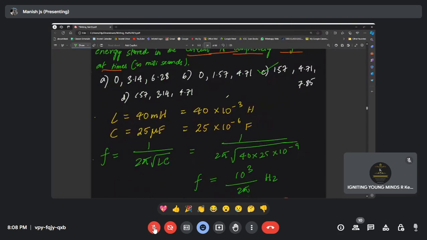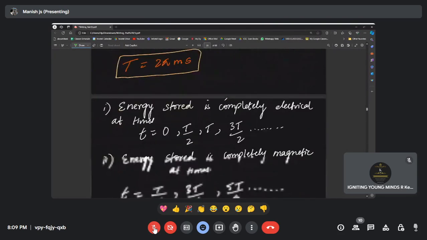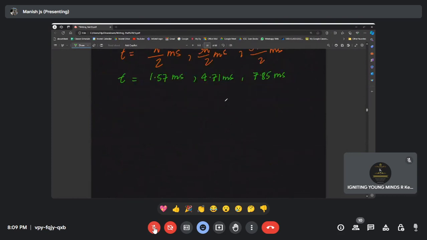Okay, fine. So let's go to the next model. One more model we will see, and then we'll move on to the next chapter, which has great weightage. So here there is another question.